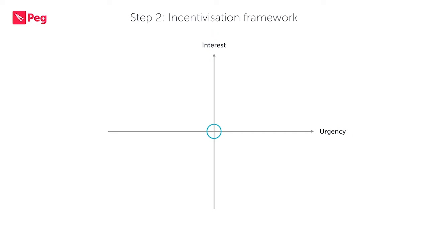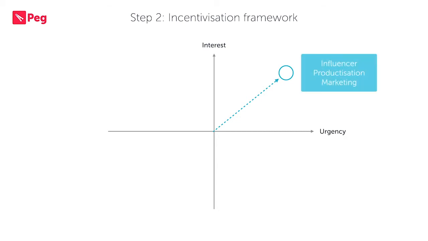The goal with this framework was to say, how can we dramatically increase both the interest and the urgency someone has in buying a product? And we do this with a framework we developed called influencer productization marketing.